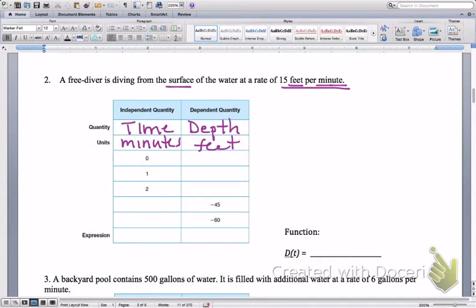Alright, we're going to go ahead now and fill in the table. So at the very beginning, the diver is at the surface, so we're going to put 0 here.